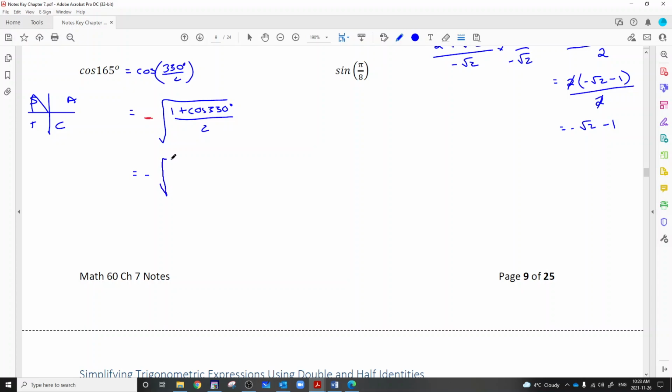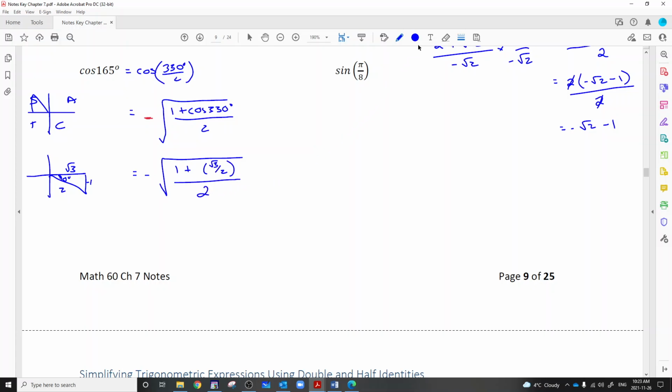So we've got negative the square root of 1 plus, I'm trying to evaluate cos of 330. So 330 is in quadrant 4. It's 30 degrees away from 360, so a 1, 2, root 3 triangle. Because the y value is in a negative direction, it's a negative 1. So then the value of cos of 330 is adjacent over hypotenuse, which is root 3 over 2, all over 2.